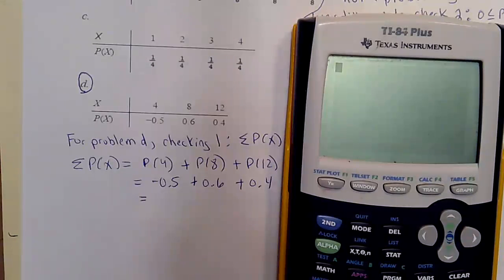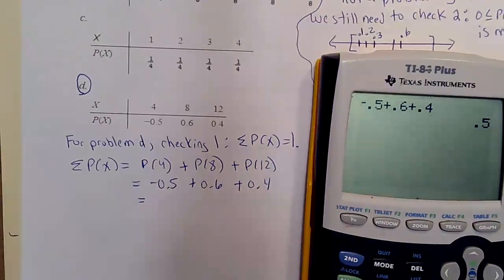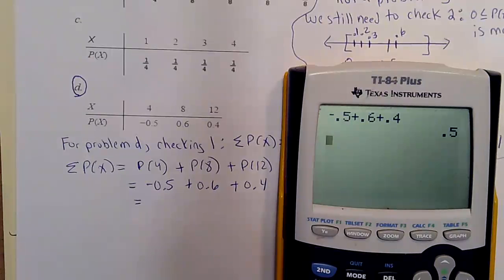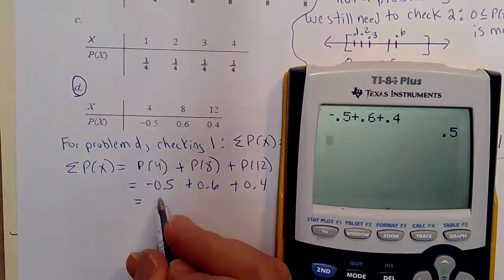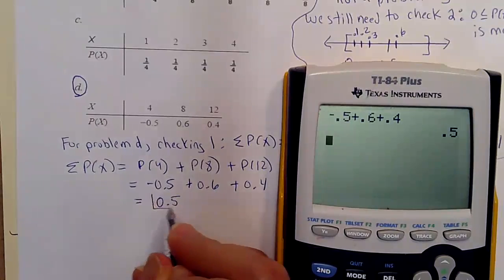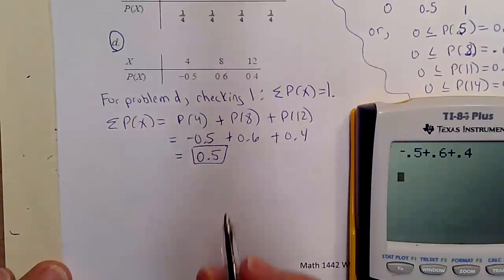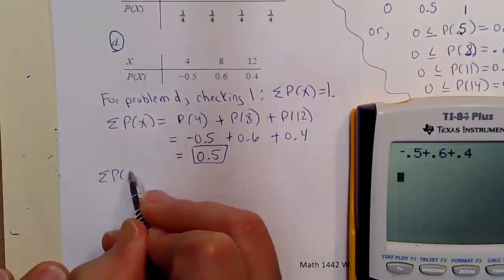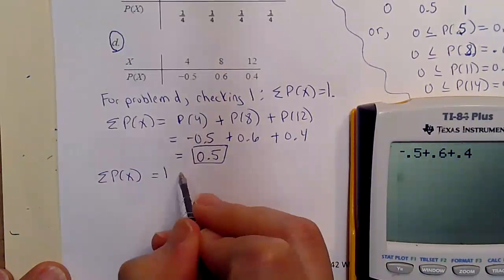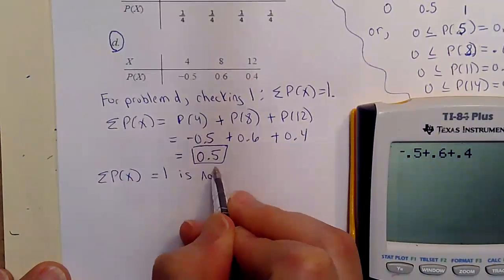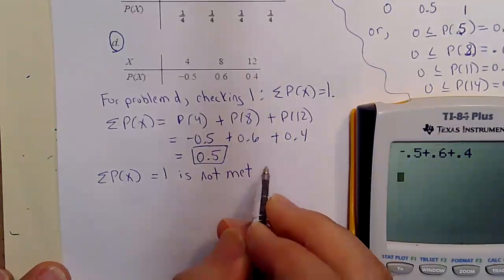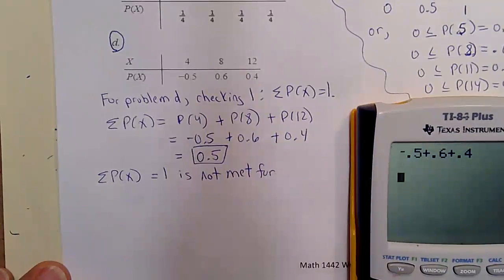So negative 0.5 plus 0.6 plus 0.4. Uh-oh, that does not give us 1. That gives us 0.5. And it's supposed to equal 1. Okay, so you want to say the summation of P of X equals 1 is not met for problem D.